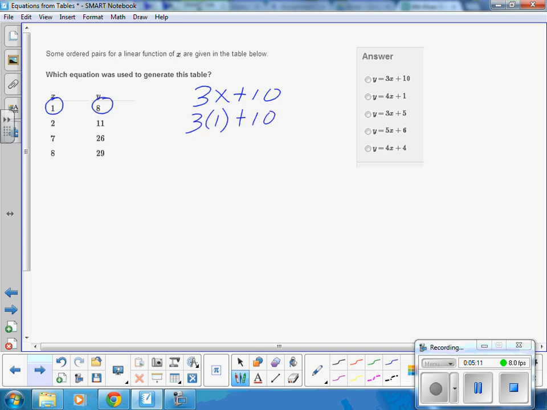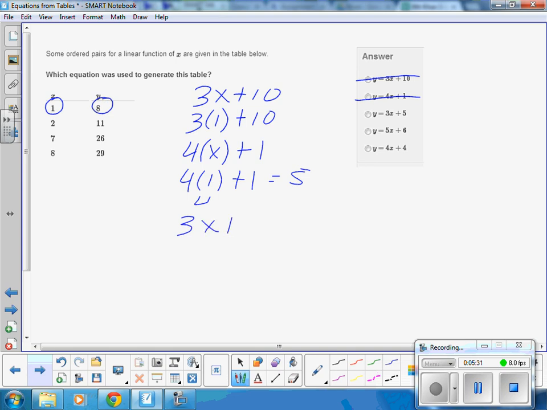That is 13. That does not equal 8. I'm going to go to the next one. So I know it's not that one. 4x plus 1. So that's 4 times 1 plus 1. That's equal to 5. That is not 8. That one does not work.